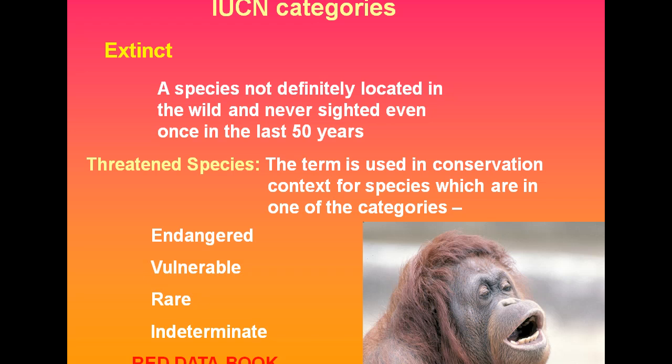Then rare. If you have not seen the species for a long time, and only very rarely you come across it, those are known as rare species. There is also one more, the red data. Every year, IUCN, International Union for Conservation of Nature, brings out this red data book, which has an inventory of those organisms which have become extinct or threatened. So this is known as the red data book. I will explain that later.